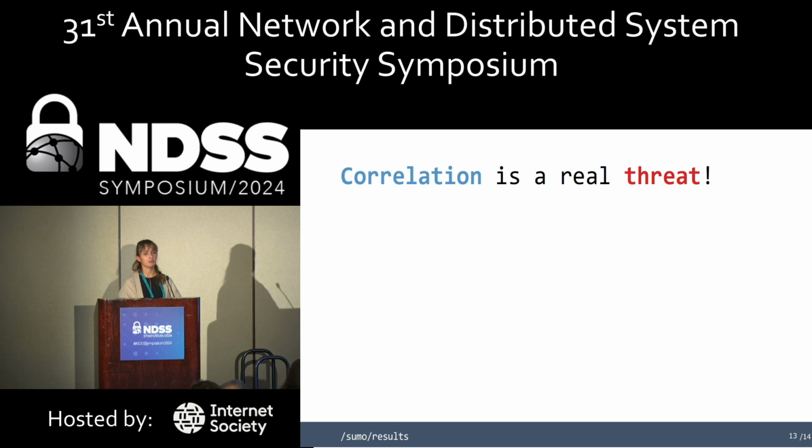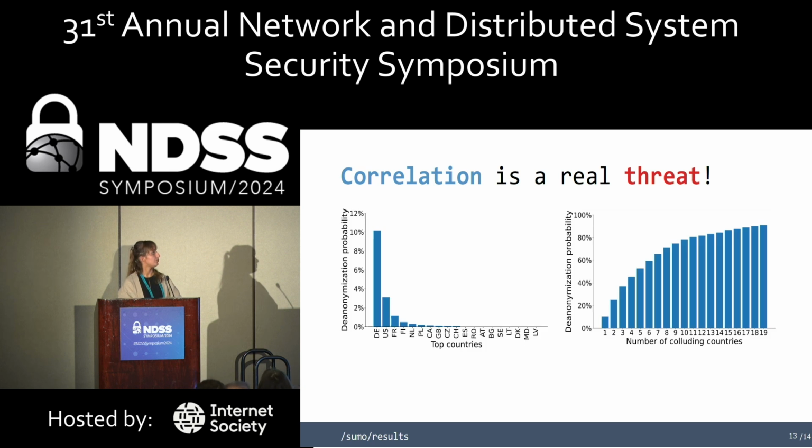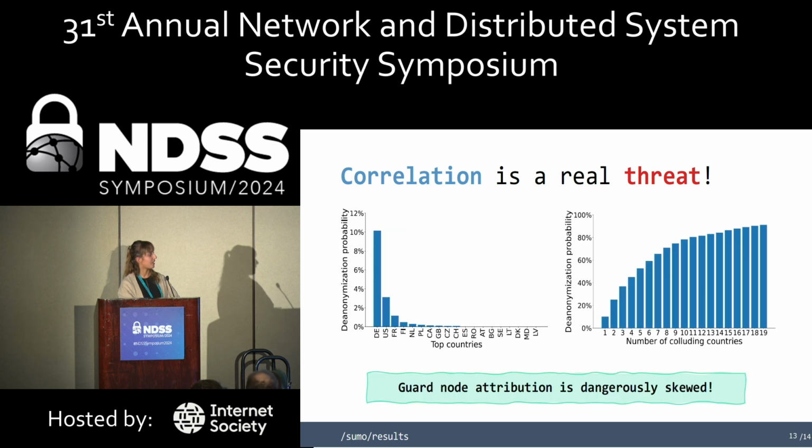However, is this still feasible for a realistic attacker? So we performed a study where we established several circuits between clients and onion services, and we observed the countries in which the guard nodes would be. And we calculated the probability of de-anonymizing that circuit, which would be the probability of both guard nodes of a circuit being in the same country or set of colluding countries. And we found, for instance, that Germany alone has over 10% probability of doing this, which is a bit scary, and this is due to the guard node attribution being dangerously skewed in the Tor network.